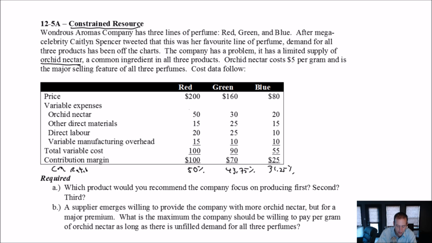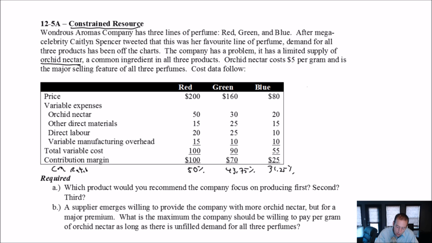So you might think, okay, well, highest CM ratio means the highest percentage markup. We'd like to sell red the most as well. Normally we would like to sell them in that order: red first, then green, then blue. However, we're short on orchid nectar. We're high on demand for all of the product lines. So here's what we want to do. We want to sell the product line, not that makes us the most money per unit. We want to sell the product line that makes the best use of our constrained resource. This is what constrained resource decisions are all about: making the optimal use of your constrained resource. How do we do that?